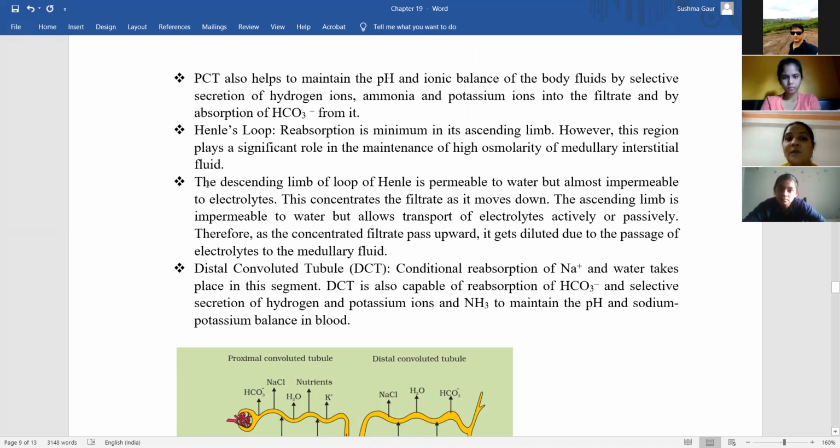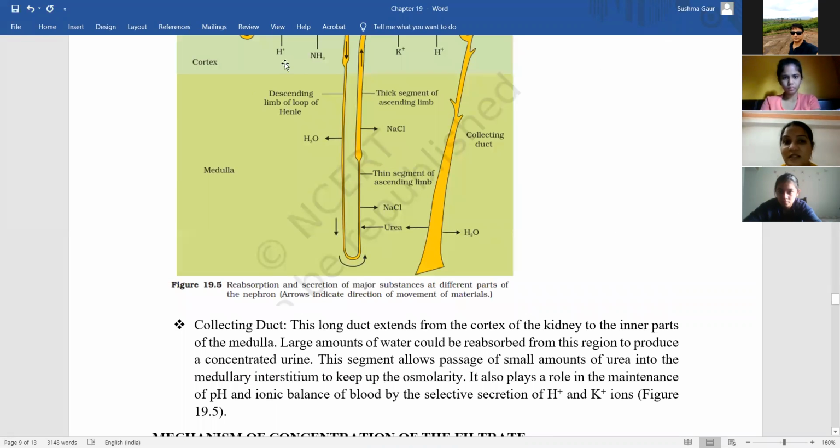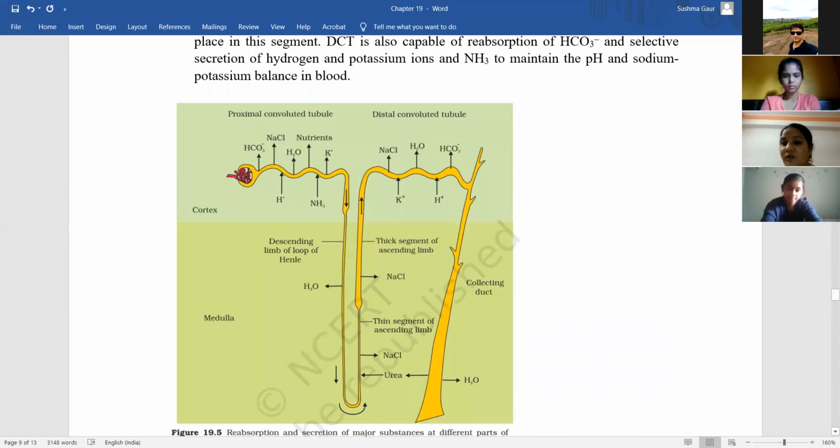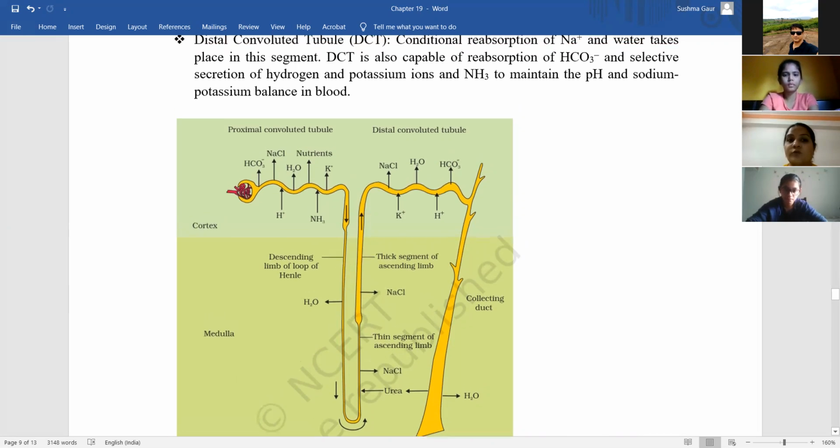However, this region plays a significant role in maintenance of high osmolarity of medullary interstitial fluid. So the fluid that is present in the medullary region, this is medullary region, this is cortex region of the kidney. You remember what is difference between medulla and cortex of the kidney? Okay. So in the medullary region of kidney, descending and ascending loop of Henle will be present, and this ascending loop of Henle will show minimum reabsorption of the materials.